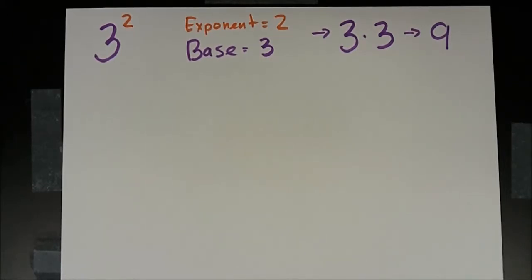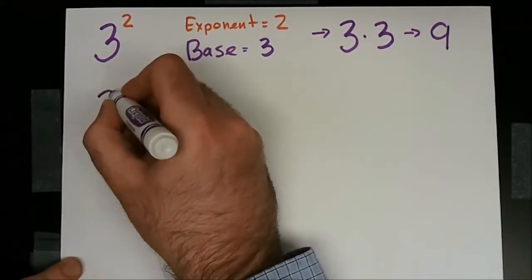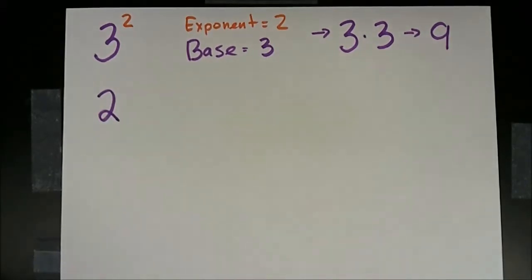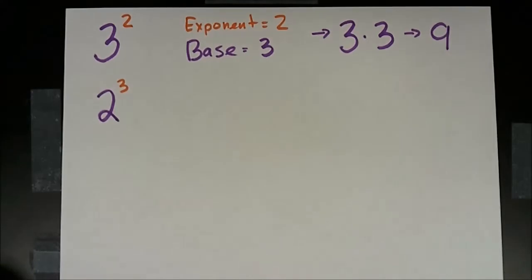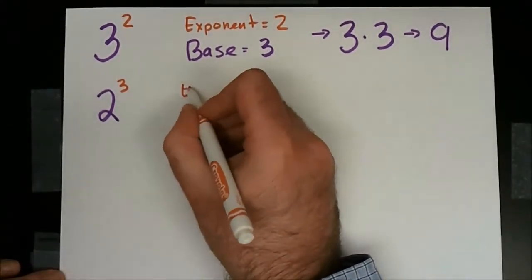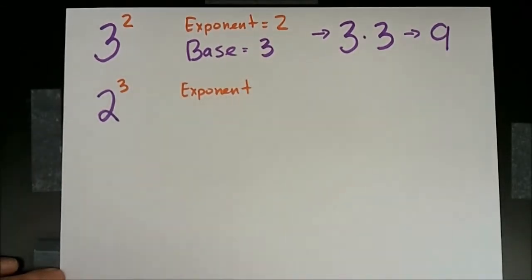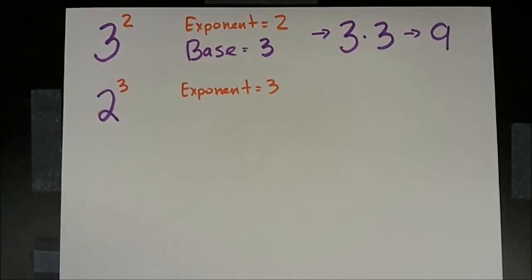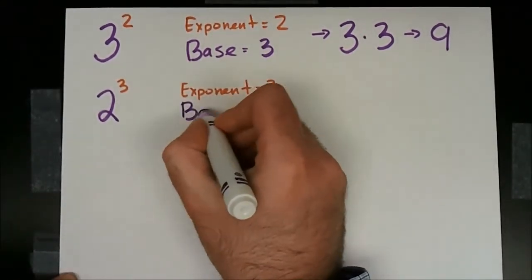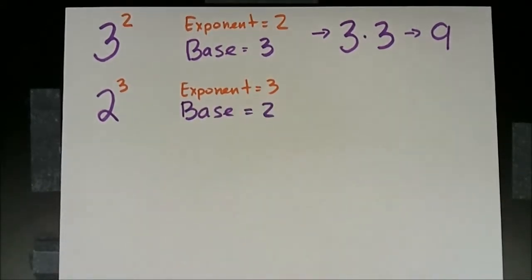And really, that's about it. Let's take a look at a few more examples. Let's say I have, let's reverse this. Let's say I have 2 to the third power. What's the exponent here? If you said 3, you're correct. What's the base? If you said 2, you're equally correct.